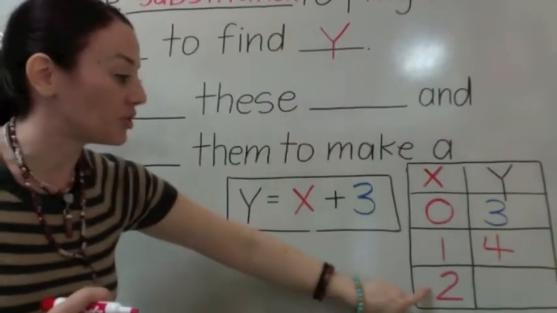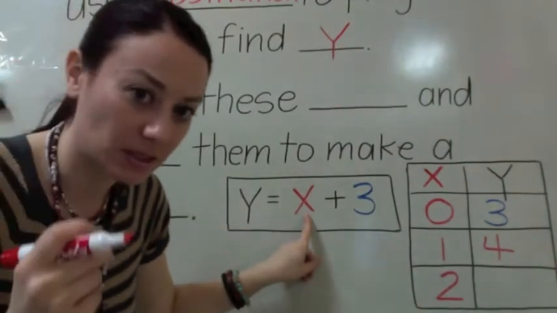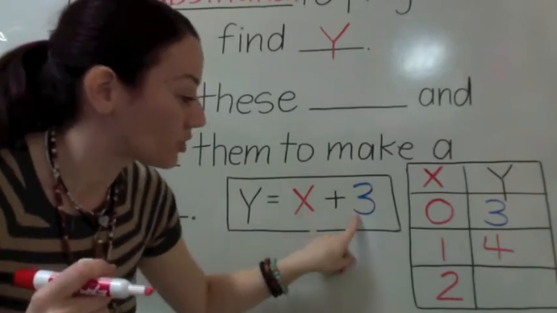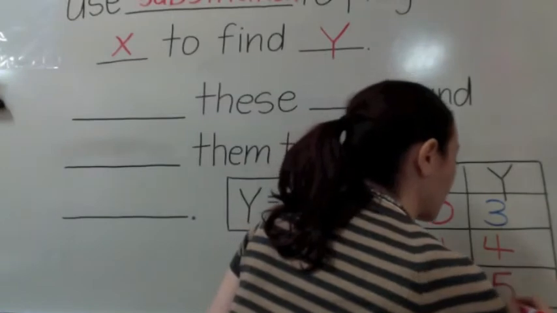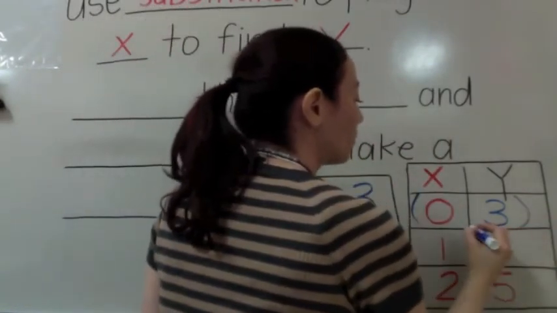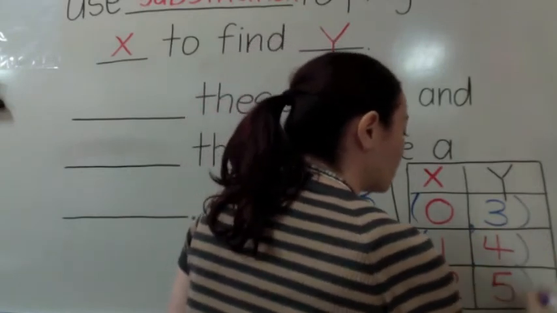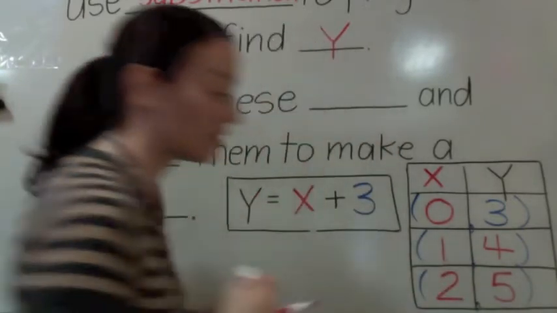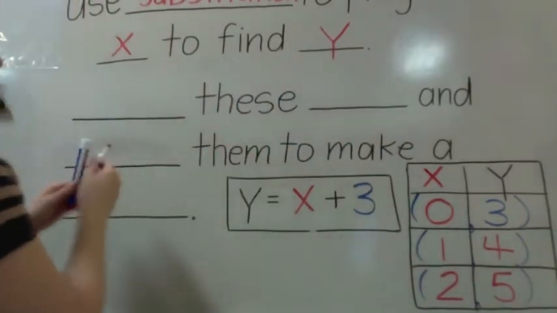All right, let's substitute 2 in the place of x. Okay, so we're just doing this mentally now. What's 2 plus 3? It is 5. Okay. And then these values right here become coordinate points that you're going to do what with these points to make a line? What are you going to do with these points? You're going to graph, exactly.